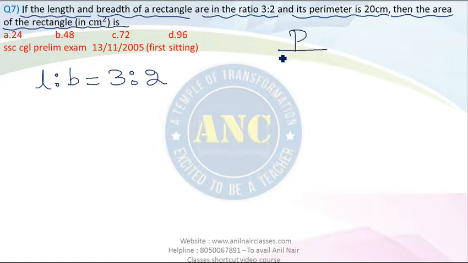Perimeter according to the ratio is L plus B, which is 3 plus 2, 5. What is the double of 5? Double of 5 is 10. Sir, why are you doubling L plus B?